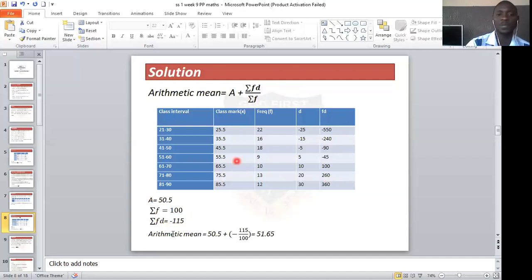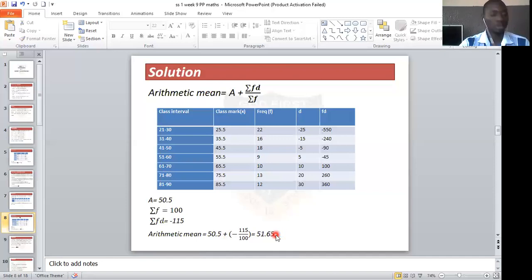That is, the arithmetic mean will have 50.5 plus summation FD, which is minus 115, over 100. Pick your calculator and solve through. 115 divided by 100 will give you 1.15, and minus times plus will give you minus. So you have 50.5 minus 1.15.